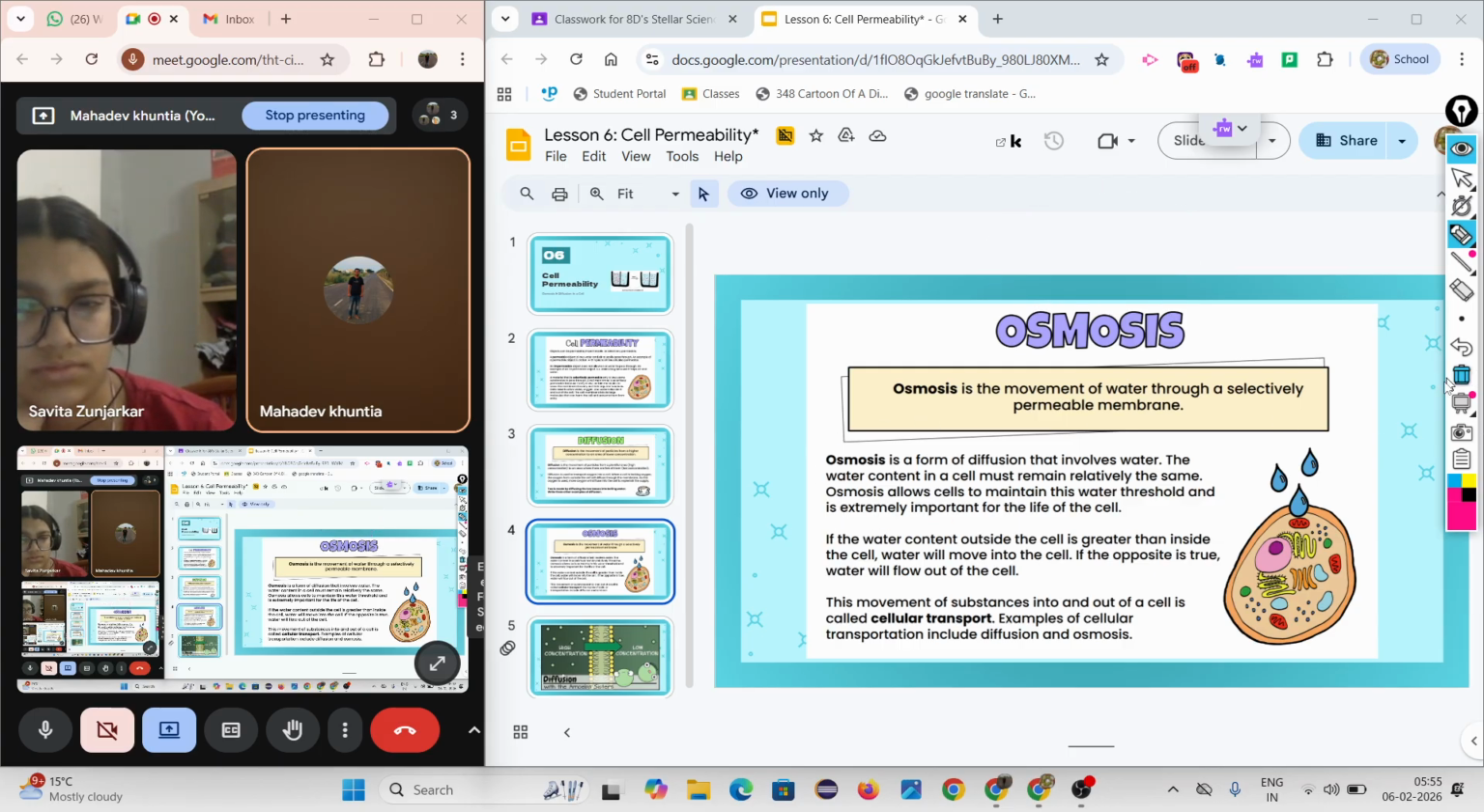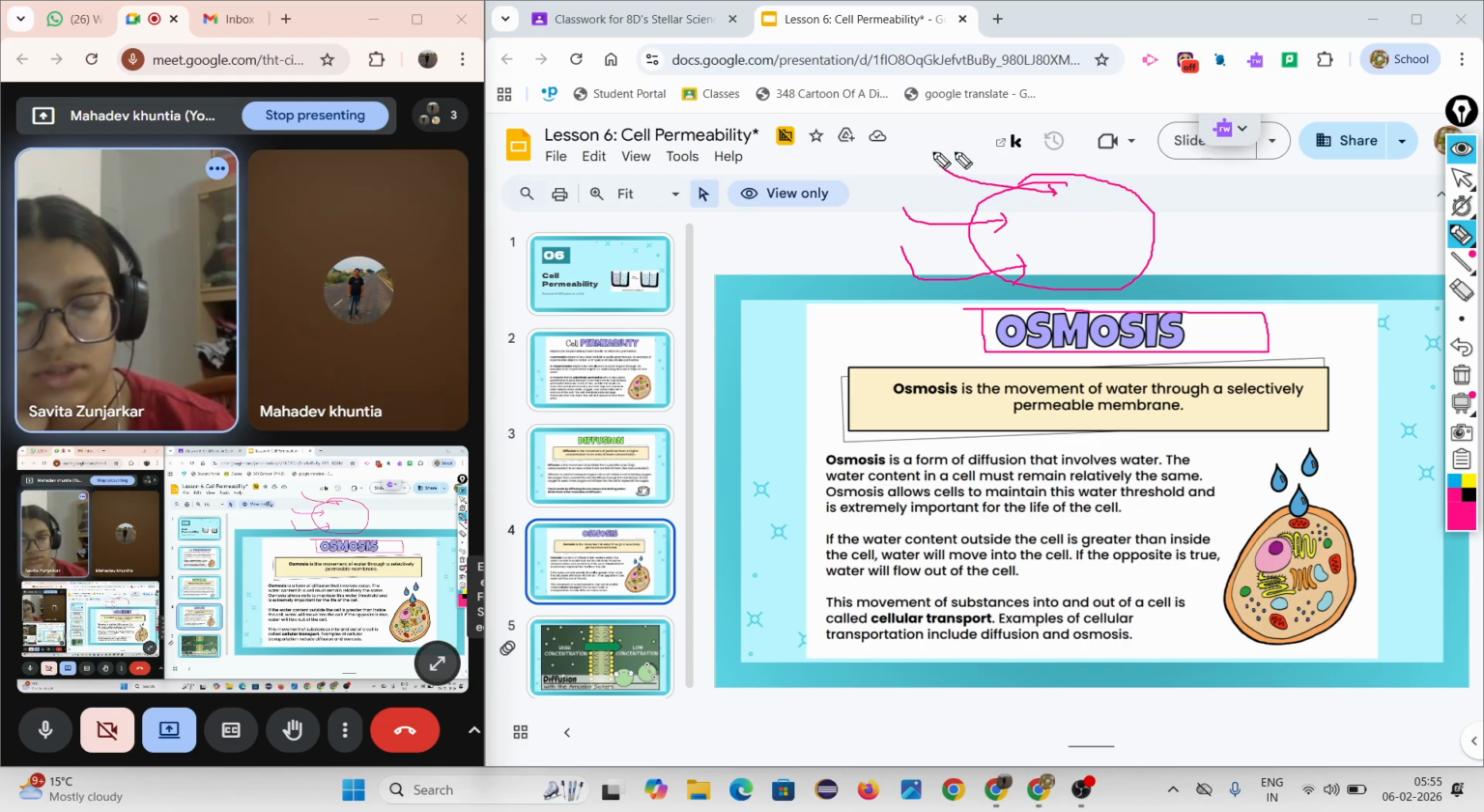Okay, then osmosis. Look at my screen. Osmosis is the movement of water through a selectively permeable membrane. What does it mean? Tell me the substances which can pass through the cell membrane. The substances that can pass through are water, carbon dioxide, and oxygen.